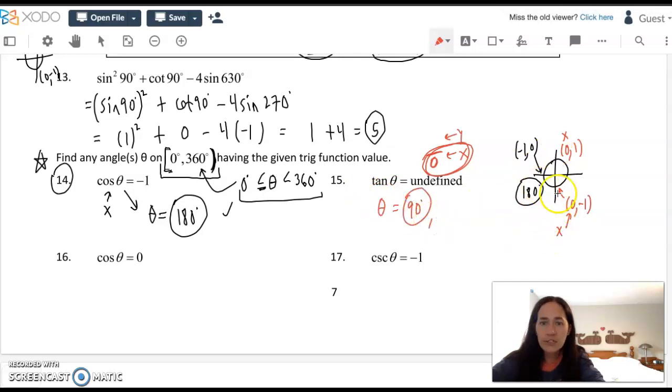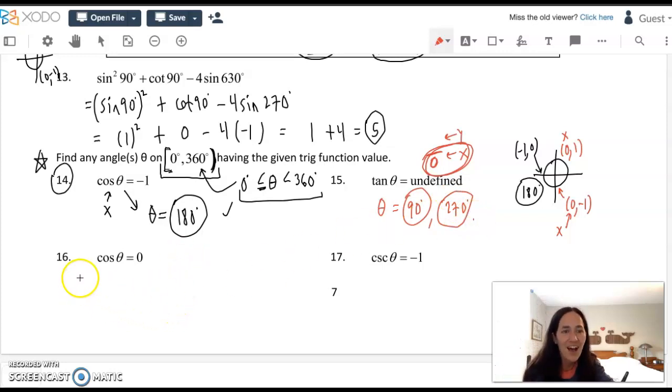And then also, just continuing and still on this interval, 270 would also satisfy the equation. Okay, I want to see some more. Where would the cosine be 0? Where would the x be 0? Man, we're all about x here. So x is 0. I guess we kind of just answered that question, right?